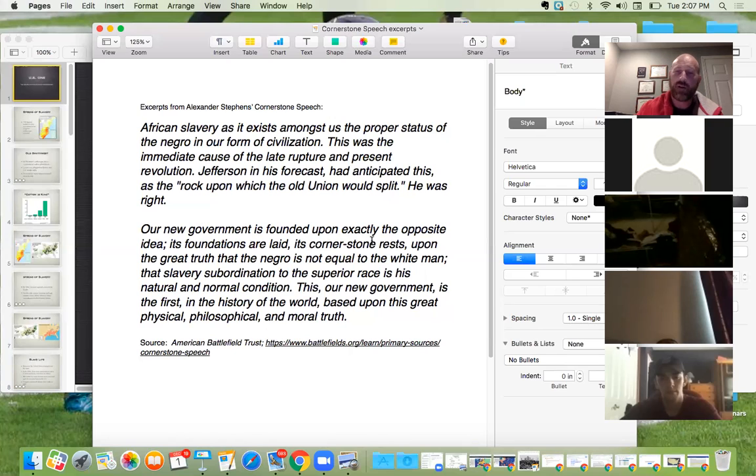"Our new government is founded upon exactly the opposite idea." This is in reference to the Declaration of Independence. So this is Alexander Stephens arguing against all men are created equal. "Our new government is founded upon exactly the opposite idea. Its foundations are laid. Its cornerstone rests upon the great truth that the Negro is not equal to the white man, that slavery, subordination to the superior race, is his natural and normal condition. This, our new government, is the first in the history of the world based upon this great physical, philosophical, and moral truth." Once again, this is the Vice President of the Confederacy.